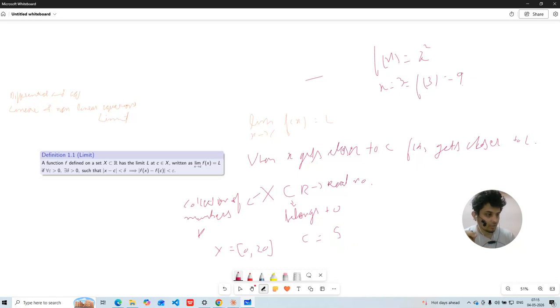Limit value L. This is the number that f(x) is approaching. Important: L is not necessarily equal to f of c. The real meaning, the core idea, is if we take x very close to c, then f(x) becomes very close to L.